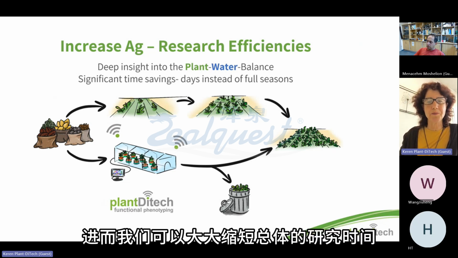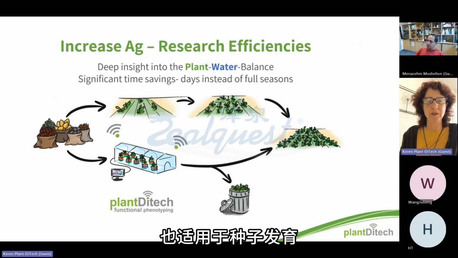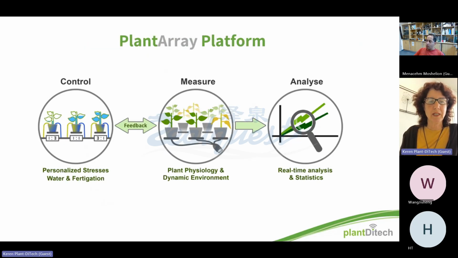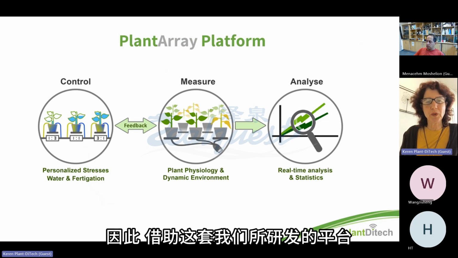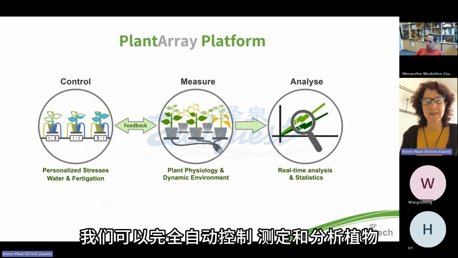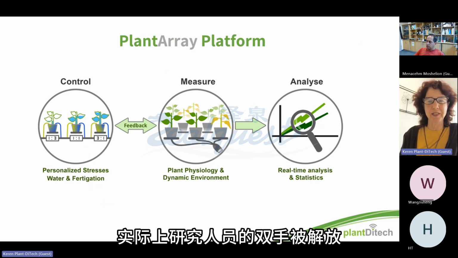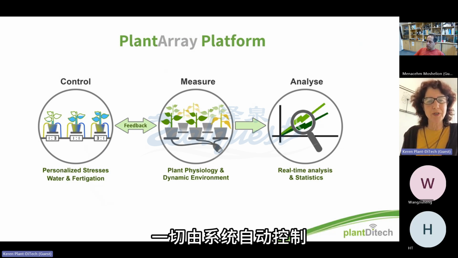We can then shorten the time dramatically for research in general, and also for seed development or any biological material or chemical material. So with this platform, we measure and analyze the plant all automatically. We don't touch the plant from the start of the experiment. The researcher is actually hands-free, and everything is done automatically, handled by the system.